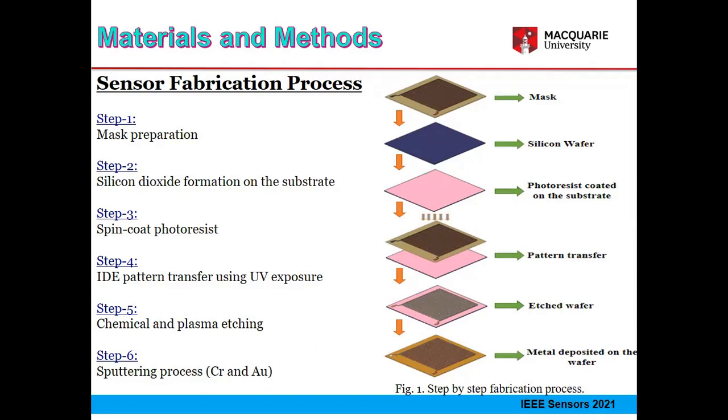Pre-baking is also performed at a temperature of 150 degrees centigrade to ensure better attachment of the photoresist on the silicon wafer. The IDA patterns are transferred onto the photoresist-coated wafer by using a constant dose of ultraviolet. The silicon wafer is chemically and plasma etched to remove excess photoresist from the trenches.